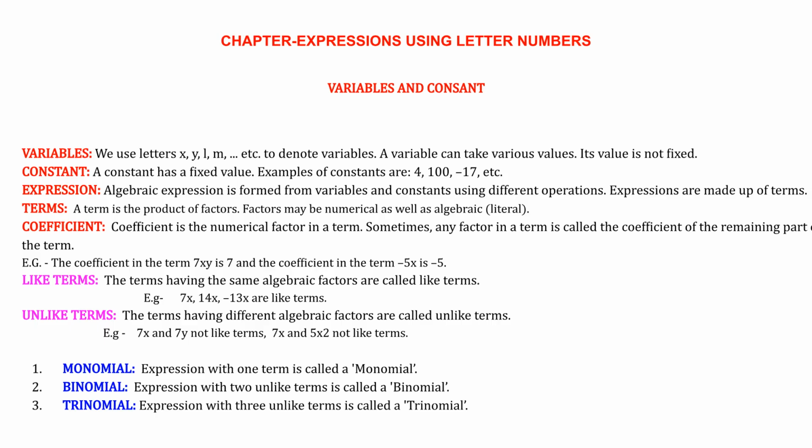Monomial. An expression with one term is called a monomial. Binomial. An expression with two unlike terms is called a binomial. Trinomial. An expression with three unlike terms is called a trinomial.